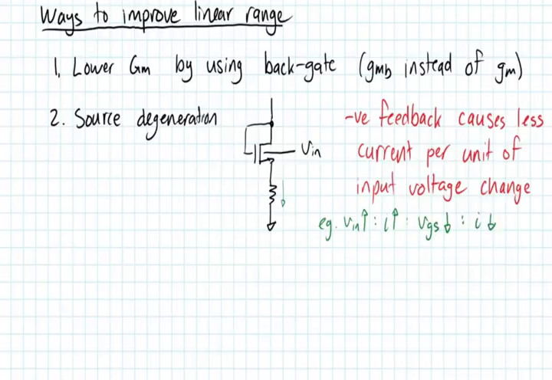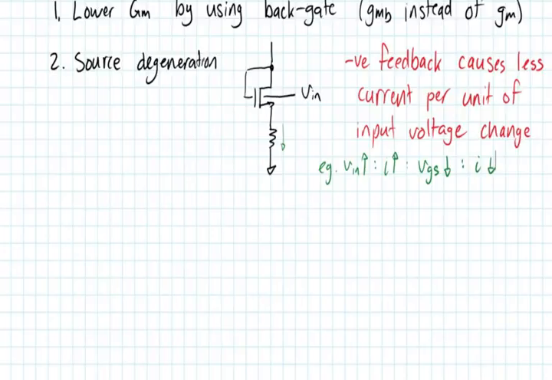So you can see that there's kind of this negative feedback loop going on here that causes our effective transconductance of this circuit to decrease. Another way to do this is to use a different technique that's a little less popular called gate degeneration.